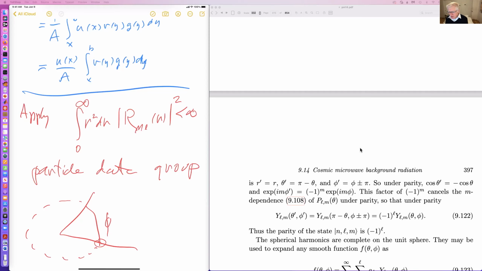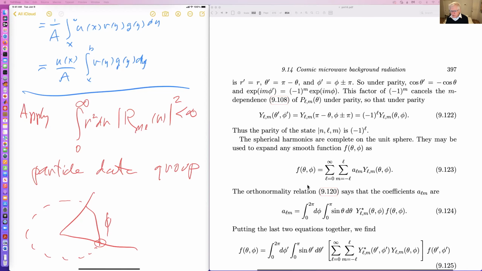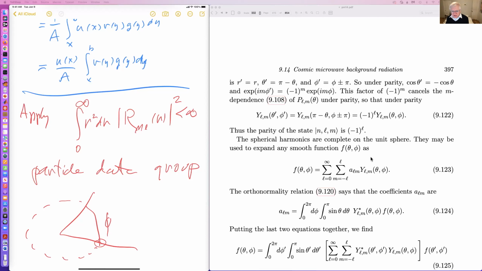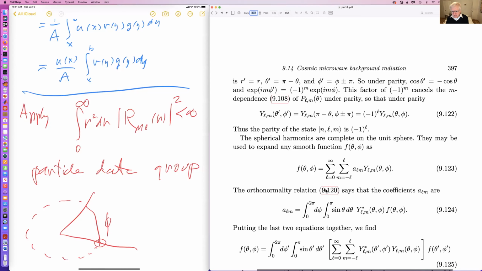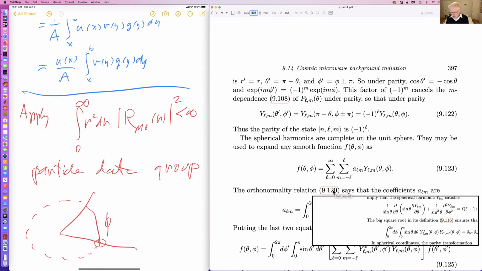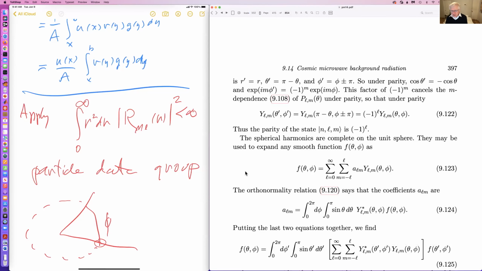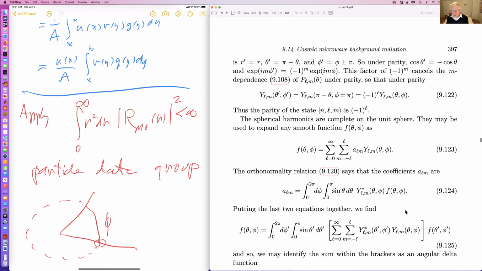The spherical harmonics are complete on the unit sphere, and they can be used to expand any smooth function as, well, you just sum over all LMs. L from 0 to infinity, M from minus L to L, and you just sum over all of them. And then we have an orthonormality relation. That was that the spherical harmonics are completely orthogonal, and that allows you to derive this expression here.